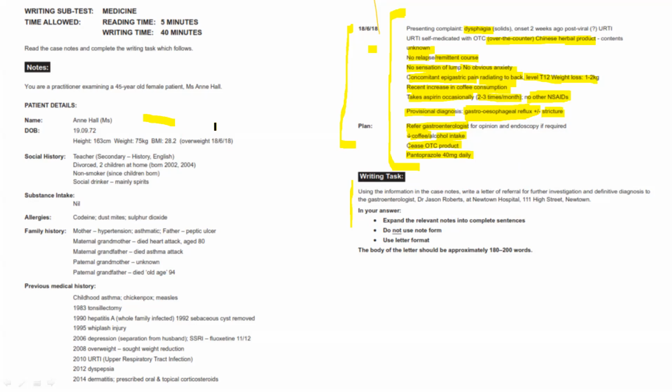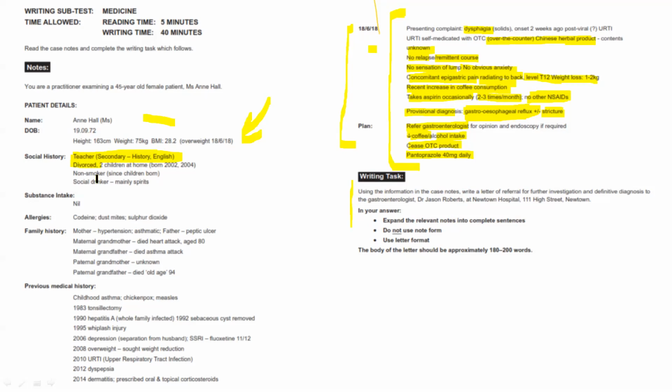Okay, so let's start with social history. The occupation of this patient, is it important for the gastroenterologist or not? I think it is important, because his job as a teacher is still a risk factor. Yes, great.